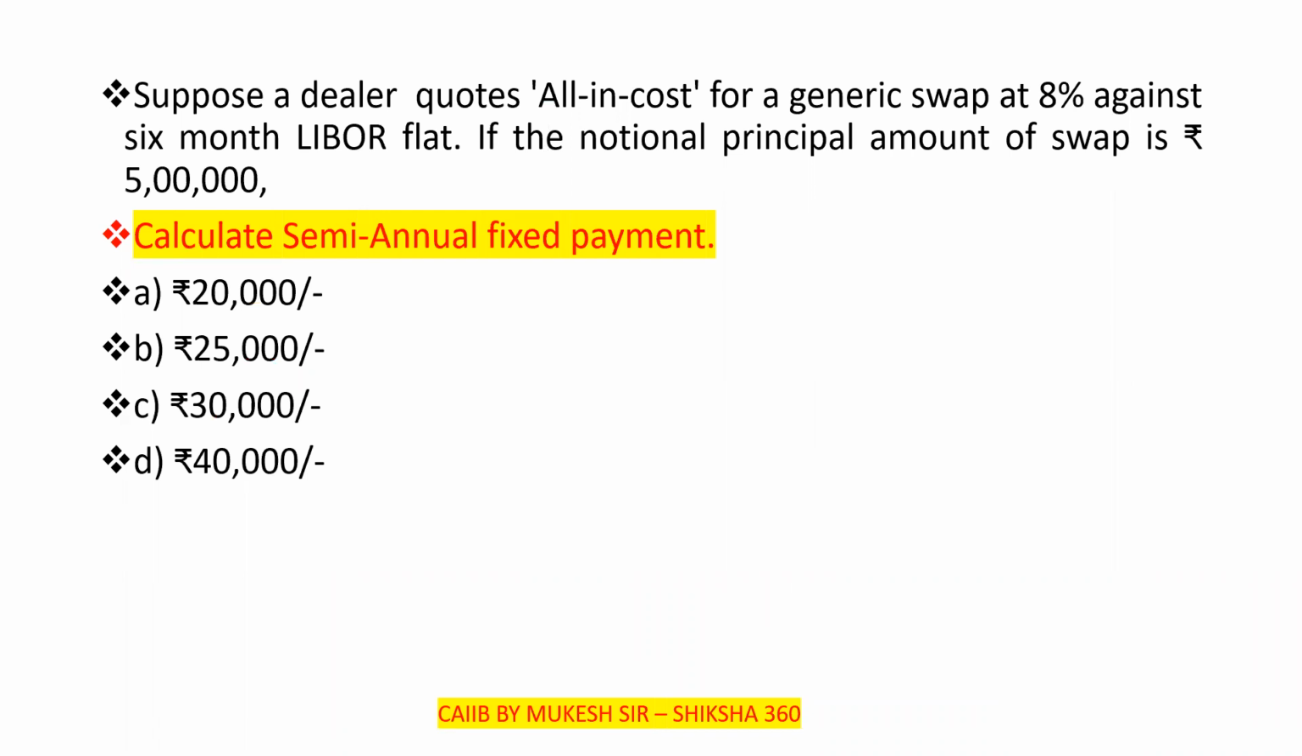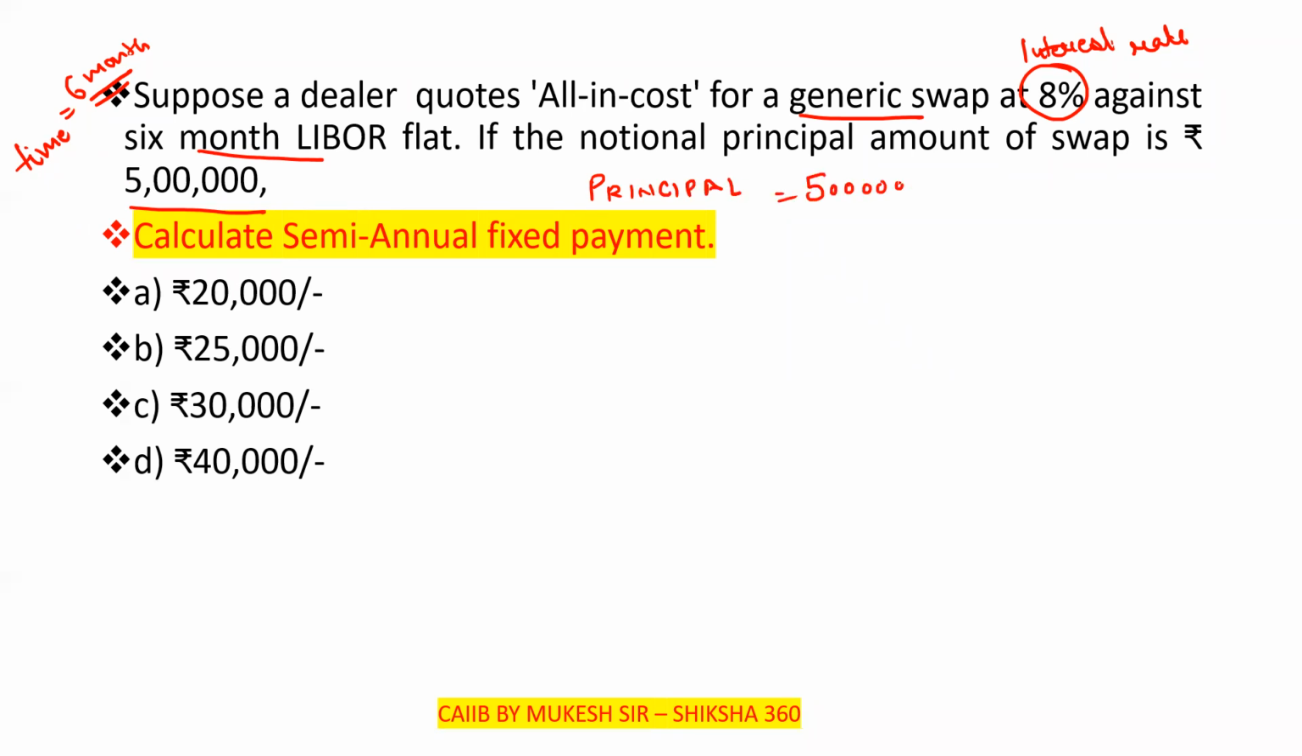Suppose a dealer quotes an all-in cost for a generic swap at 8%. That is the interest rate. We can say that it is against the 6 months LIBOR. That is, time is equal to 6 months. If the notional principal amount of the swap is 5 lakh, then the principal here is 5 lakh.